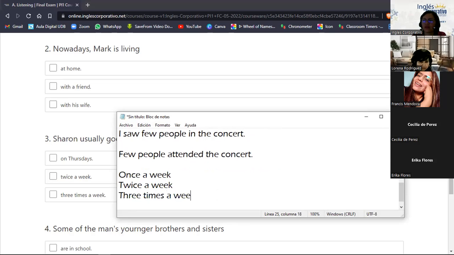A week. Porque aquí usted puede decir one time a week, pero no es común escuchar eso. Nadie va a decir one time a week. Va a decir once a week. O aquí también pueden decir two times a week, pero tampoco lo va a escuchar así. Va a escuchar twice a week. De ahí, del 3 en adelante, pues usted agrega el número. Three times a week, four times a week, etc.